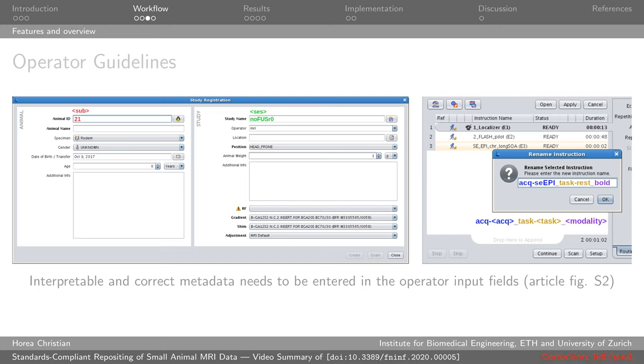On the right-hand side of the screen, you will see the study registration window, which pops up whenever you record something in Bruker Paravision. And here you have two dedicated fields, the animal ID and the study name. These should correspond to whatever identifier you would like to be the value for the subject key, so SUB, and in the study name, that would be the value which you would like to have for the session key, so SES.